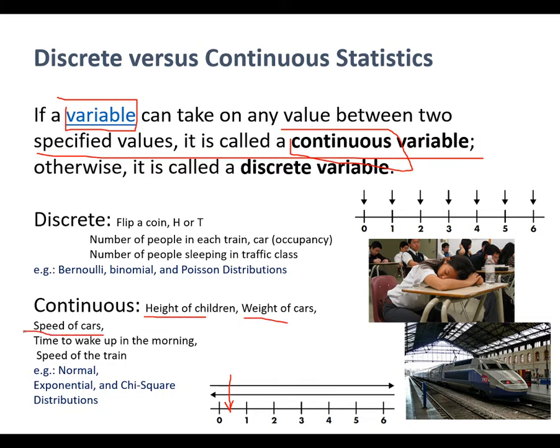When we talk about speeds, we mean with a decimal point. Another example is the time you wake up in the morning. We don't wake up at the same exact minute every single morning, or the same exact second. We have a different second every morning. Another example is the speed of a train.